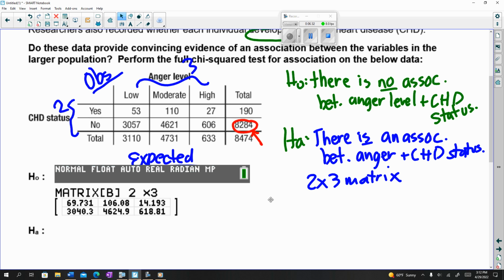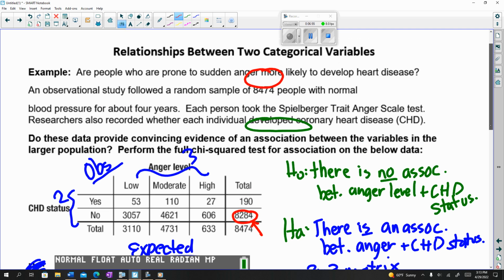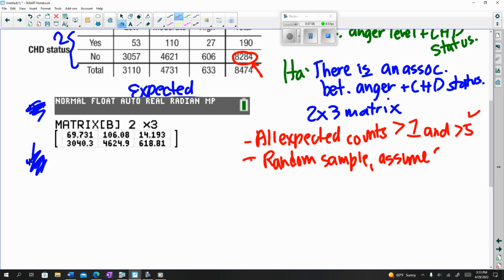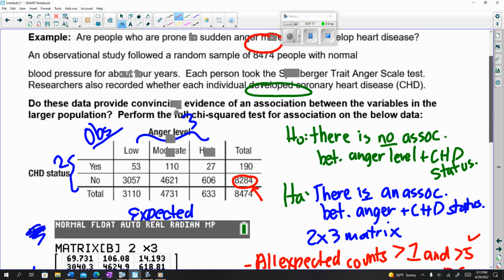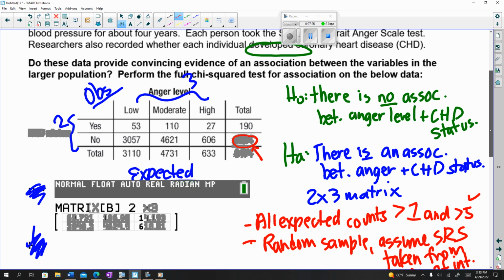Now, when we're doing PHANTOMS, we need to make sure that all of our expected counts are greater than 1 and greater than 5. So if you look here, it says all expected counts are greater than 1 and greater than 5. This is met. That's good. And then also we want to check if it's a simple random sample. It said it was an observational study done on a random sample. So it was a random sample selected. That's good. Assume that it's a simple random sample taken from the population of interest. All right. So now we didn't really need to write our population of interest, by the way. It's probably all normal people with normal blood pressure. But we don't really need to write it. Population, done, H done, A done.